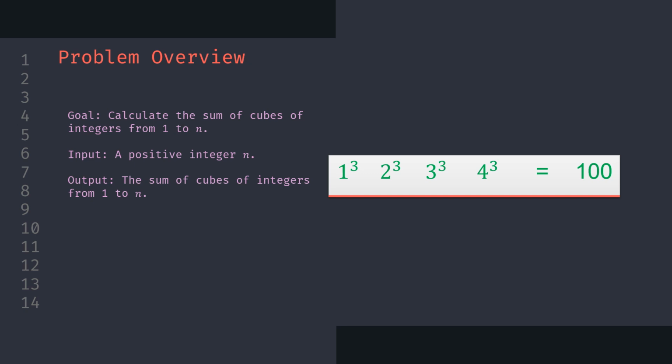The problem is about computing the sum of cubes of integers starting from 1 up to a given number n. For example, if n is 3, we compute 1 cubed plus 2 cubed plus 3 cubed, which equals 36. Similarly, where n is equal to 4, the result is 1 cubed plus 2 cubed plus 3 cubed plus 4 cubed, which gives us 100. This problem is ideal for practicing loops and leveraging JavaScript mathematical functions.